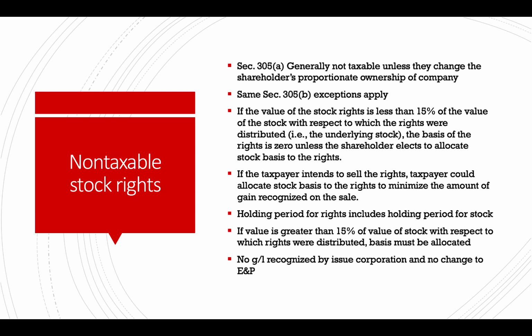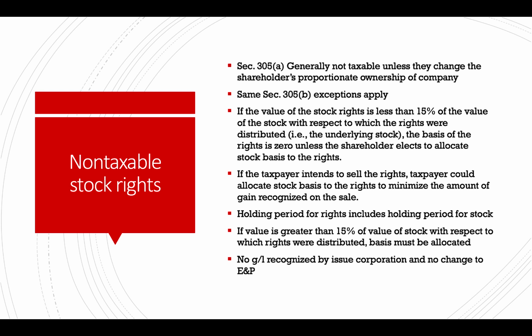In the case of non-taxable stock rights, if the value of the stock rights is less than 15% of the value of the stock with respect to which the rights were distributed, the basis of the rights is zero, unless I would choose to allocate basis to the rights. So I can have a zero basis. I could choose to allocate basis to the rights, and I might want to do that if I'm going to sell the rights, because I might want to recognize a smaller gain. So a higher basis is going to mean a smaller gain, but I don't have to allocate basis to those rights. If the taxpayer intends to sell the rights, they could allocate some basis to that to minimize the gain.